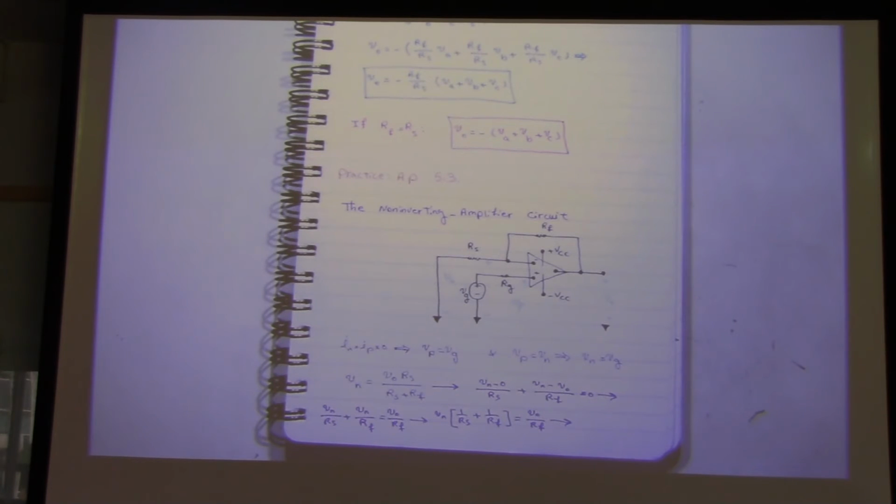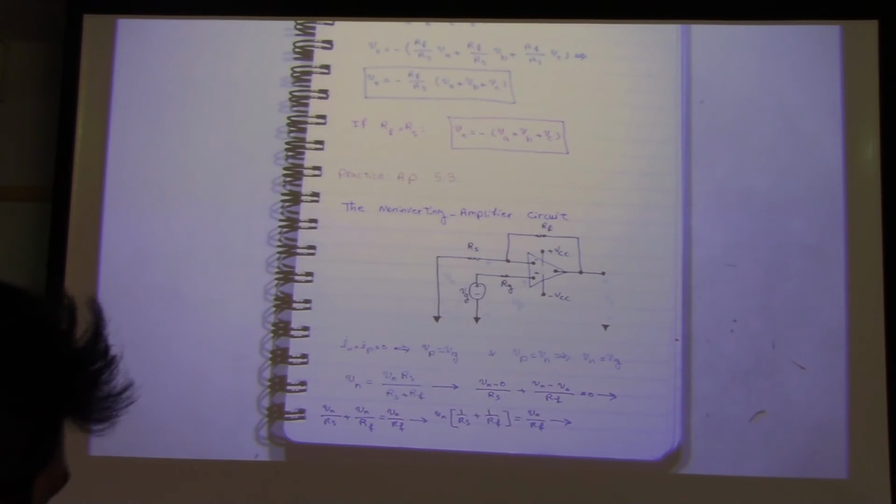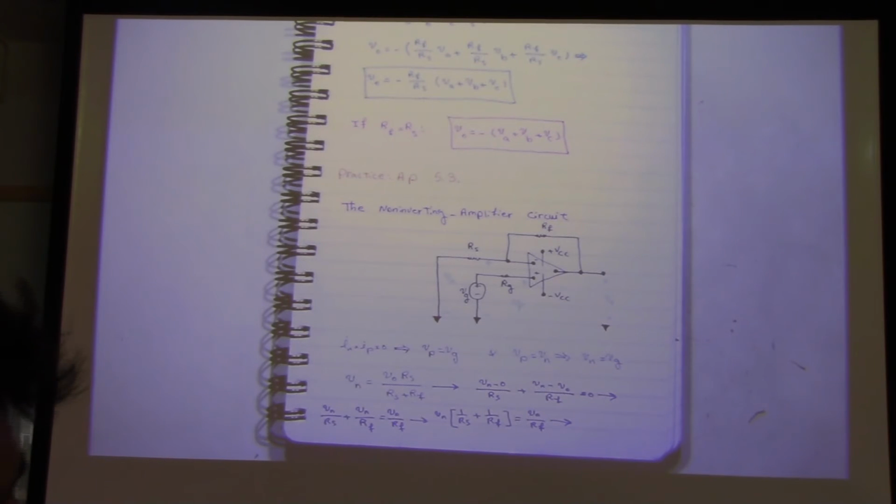Okay, if you divide 20 by 10,000, how much would you get? 2 millivolts. Okay? 2 millivolts. What is 2 millivolts? It is the magnitude of Vp minus Vn. Is that clear?